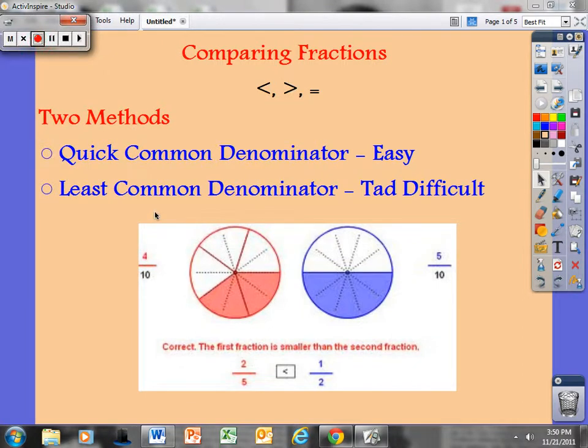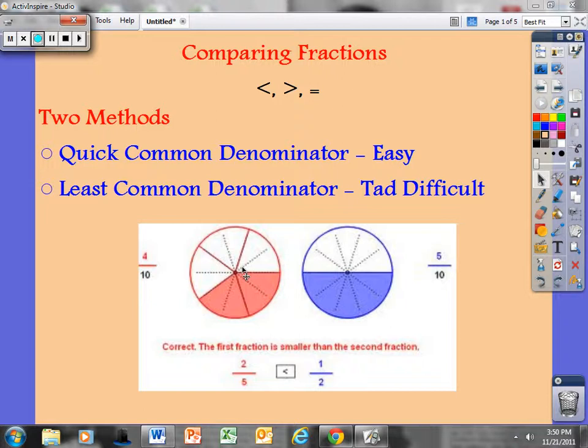Today in class, we talked about comparing fractions. When we compare fractions, we're finding which one is less than, greater than, or equal to the other. There are two methods we can use to compare fractions. One is the quick common denominator, and the other is the least common denominator. You're probably going to find the quick common denominator a little easier of the two, and this one's just a tad difficult.